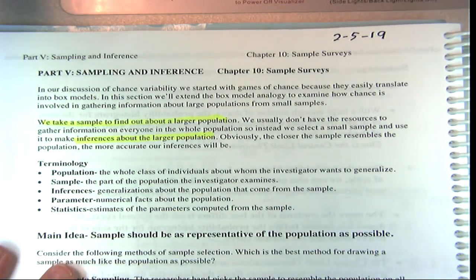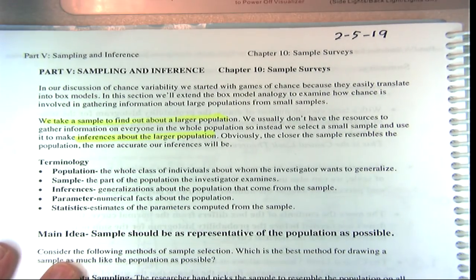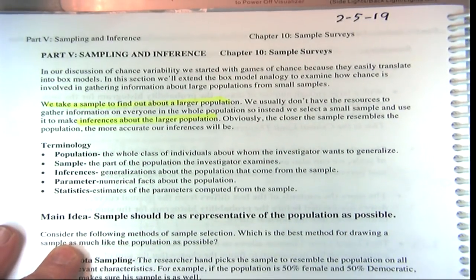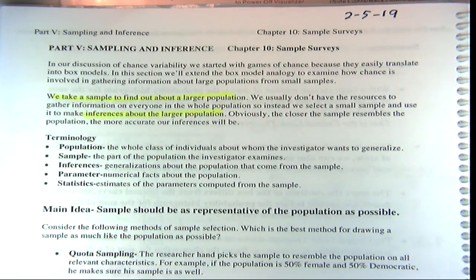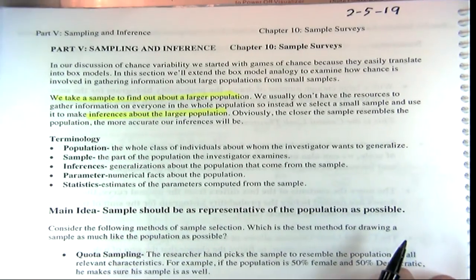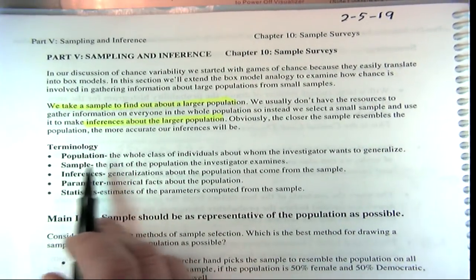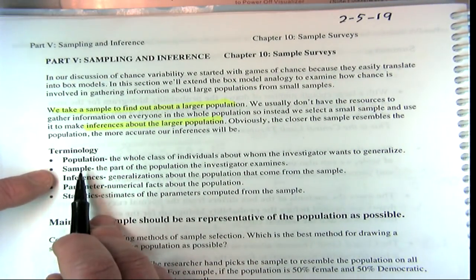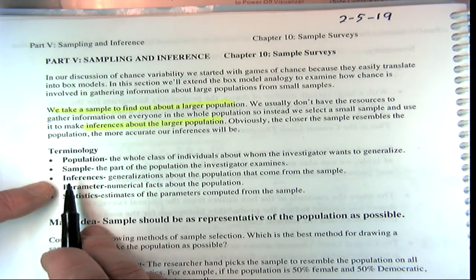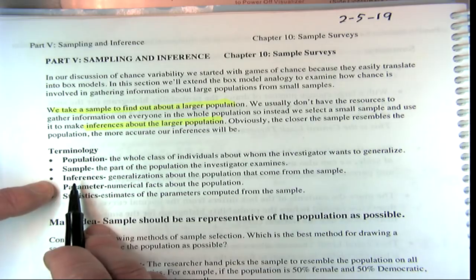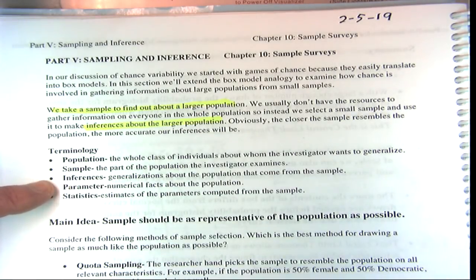This chapter is basically a review of what we did before when we were talking about experimental design. Now we're just talking about sampling design. So the terminology, we've talked about this before. We take the small sample from a larger population and make an inference, to extrapolate from our sample to the population.